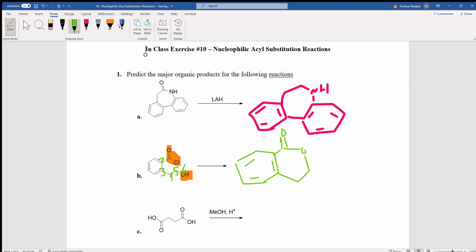Part C, we're starting with a dicarboxylic acid, in this case succinic acid. The conditions here, alcohol and heat, are the Fischer esterification conditions, which will convert carboxylic acid to an ester. Since there are two of them, it would be reasonable to expect that both of those acids will get converted into esters.